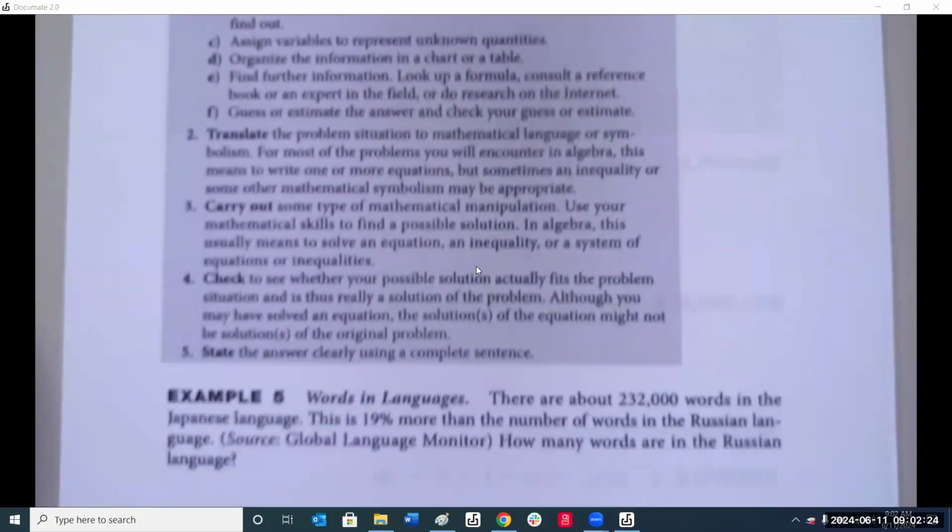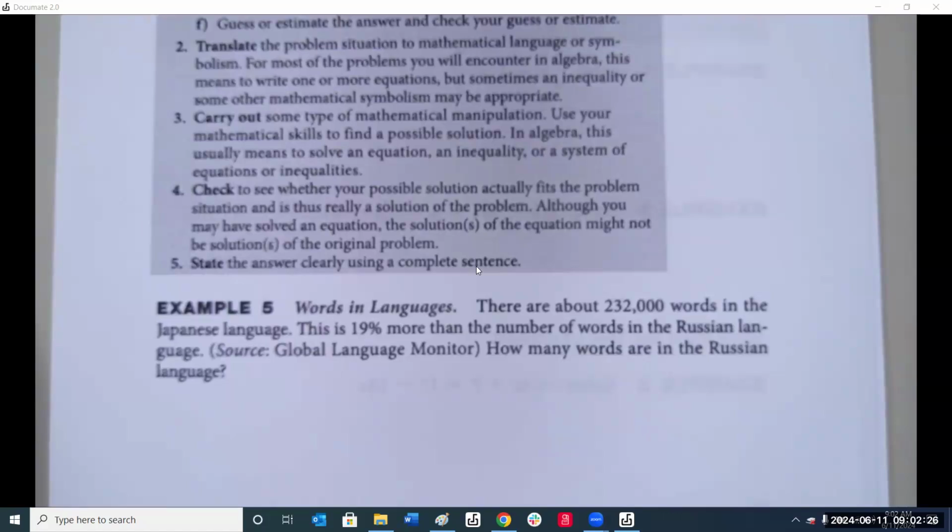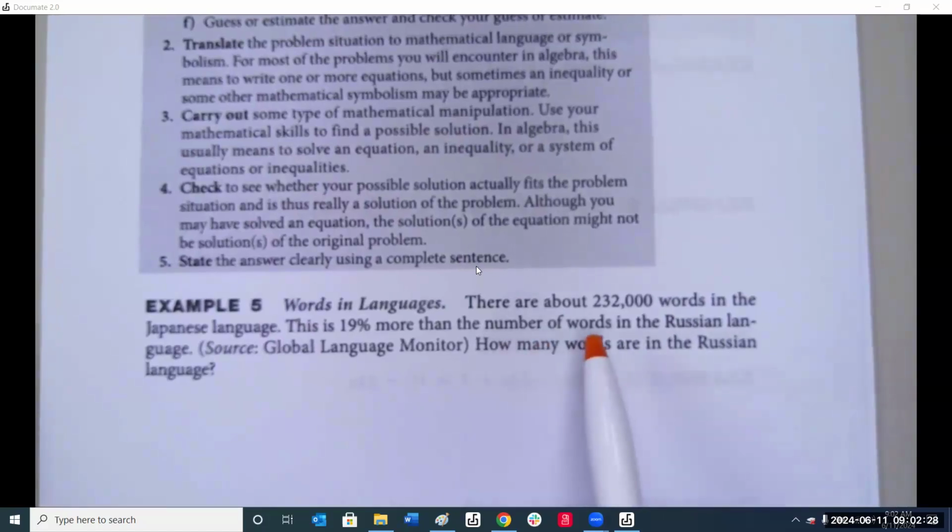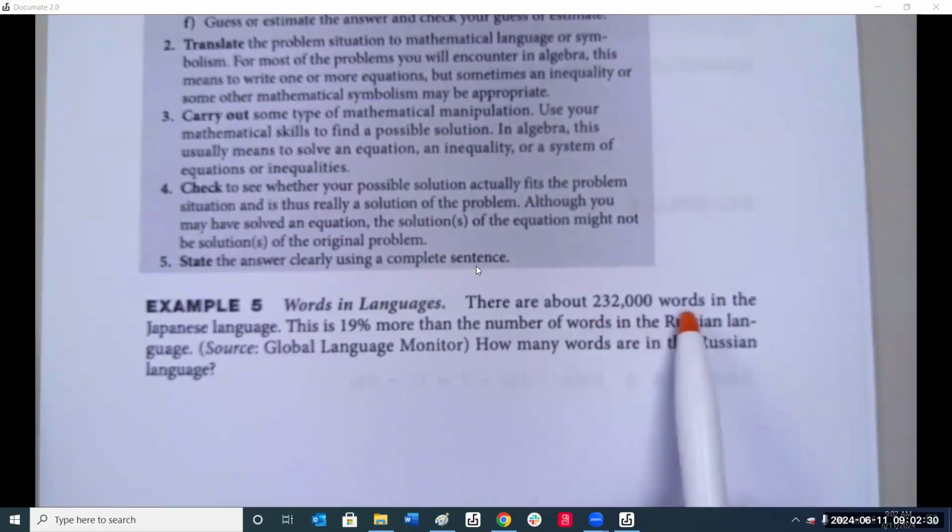So here's the first question. Words and languages. There are about 232,000 words in the Japanese language. This is 19% more than the number of words in the Russian language. How many words are there in the Russian language?